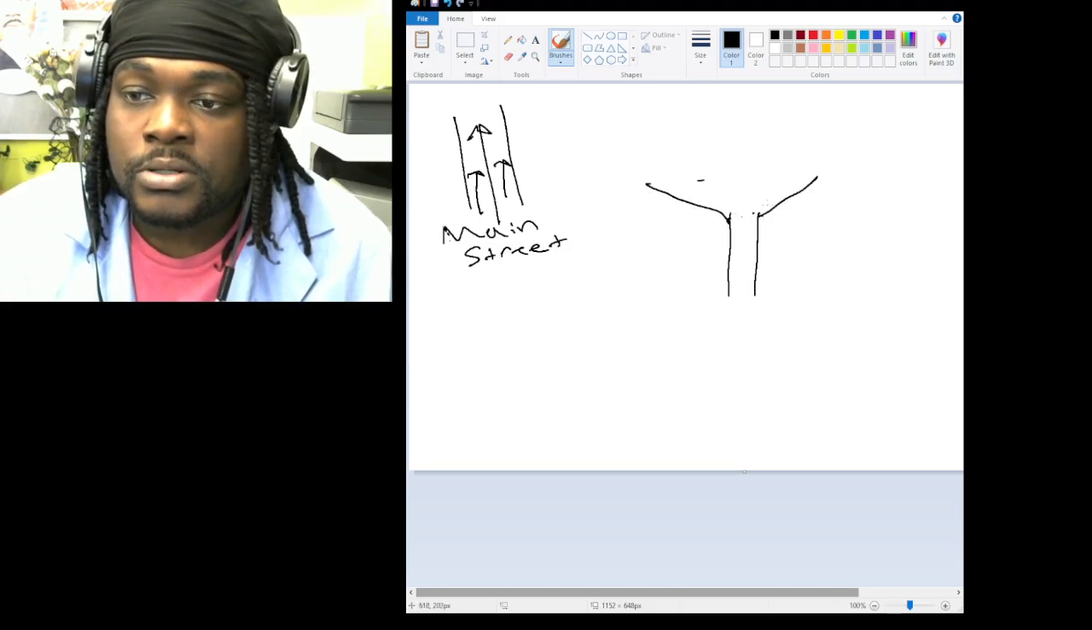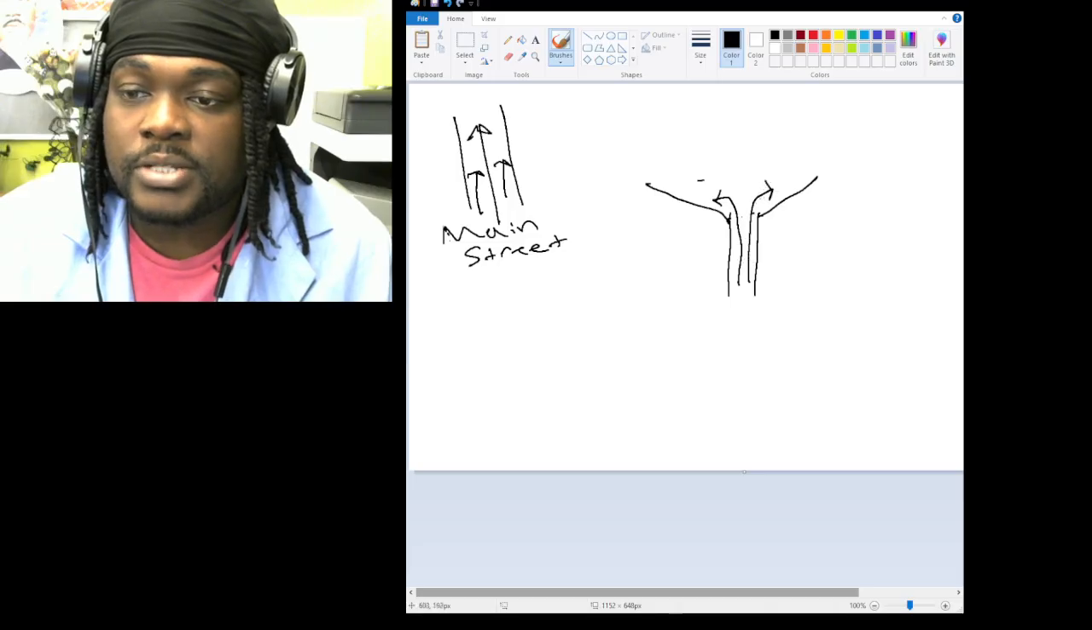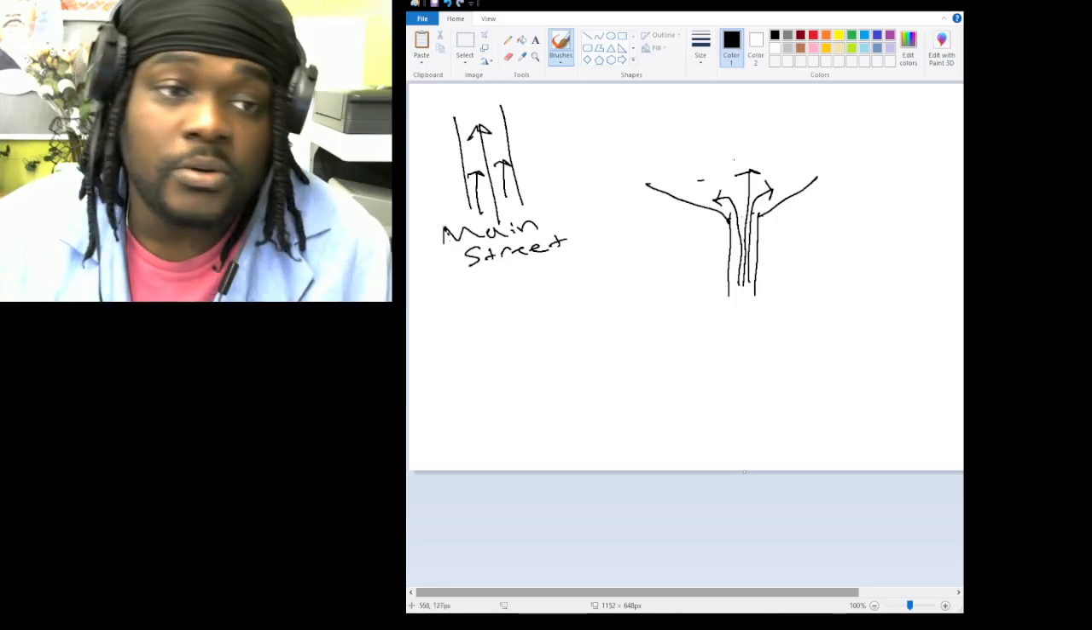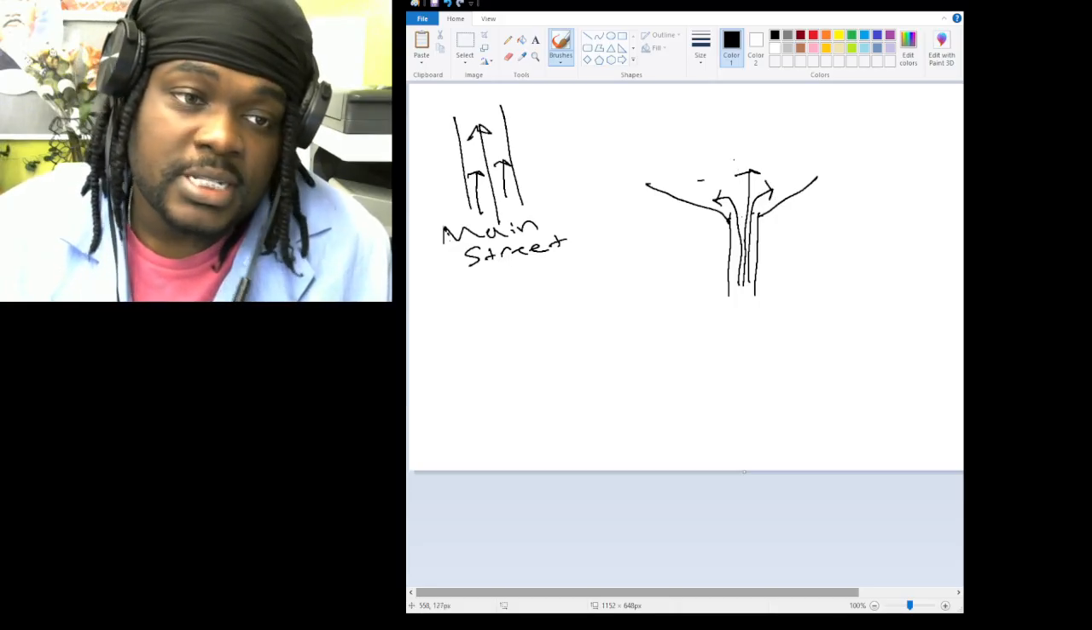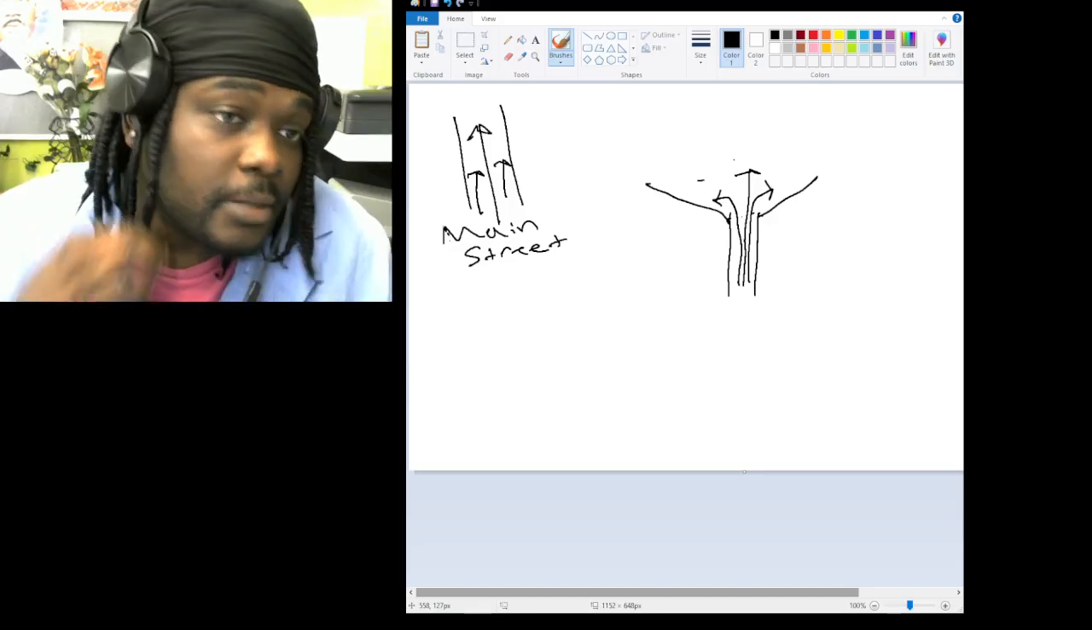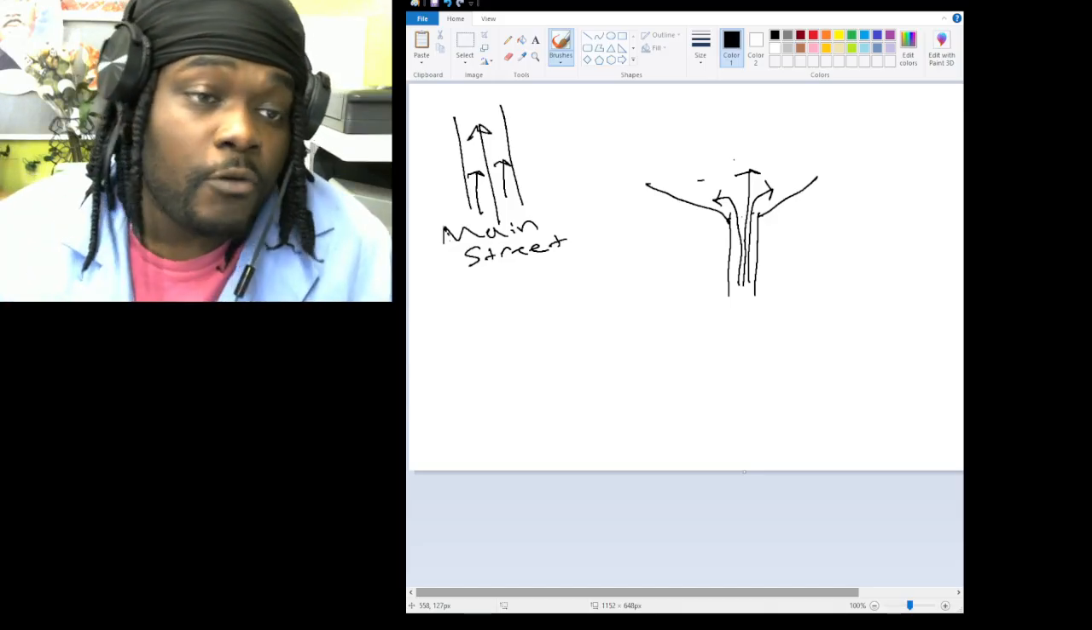Okay. So it branches off. Now we have some people that can make a left turn here. We have some people that can make a right turn here. And obviously we have some people who can go that way. Same concept. People are going up that way, but there's that fork in the road, right?